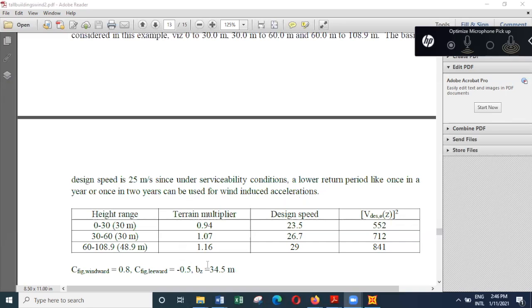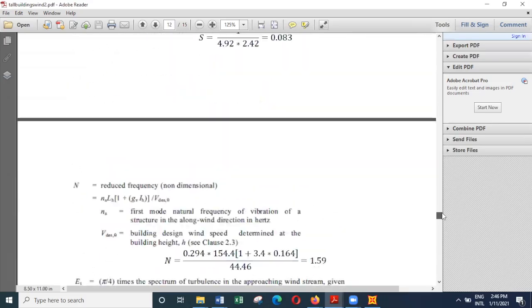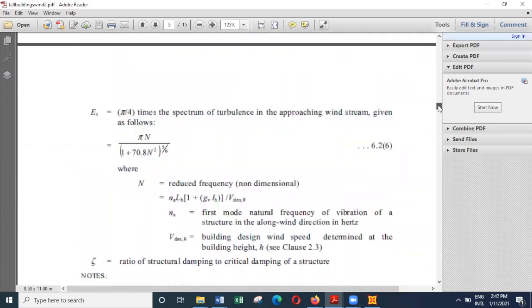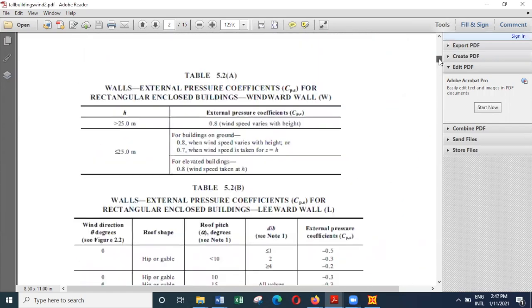The terrain multiplier we have already determined earlier. The terrain multiplier for different heights can be obtained. So we'll use the terrain multiplier here.